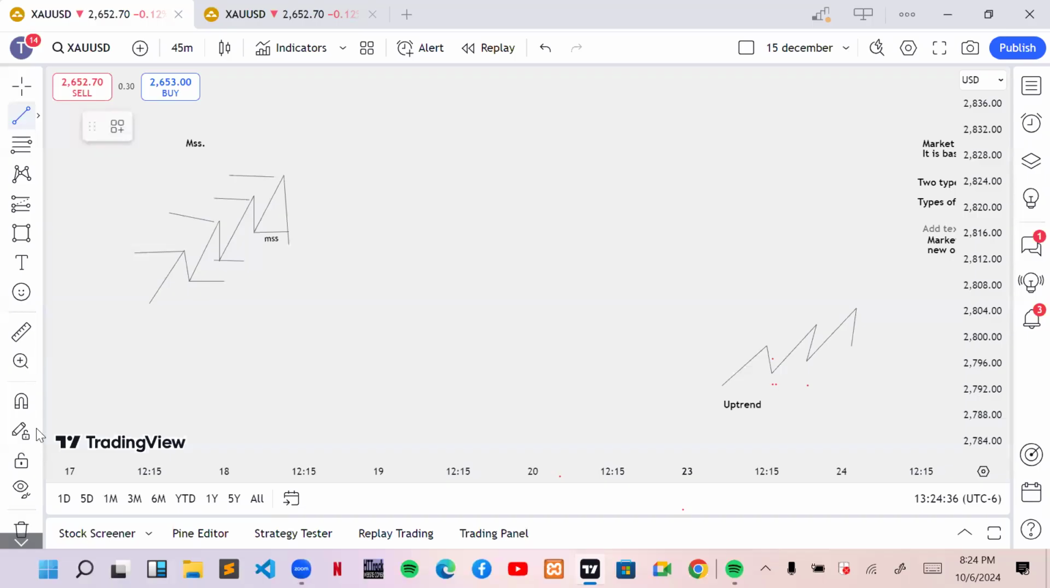Same as the market being on a downtrend and turning bullish.